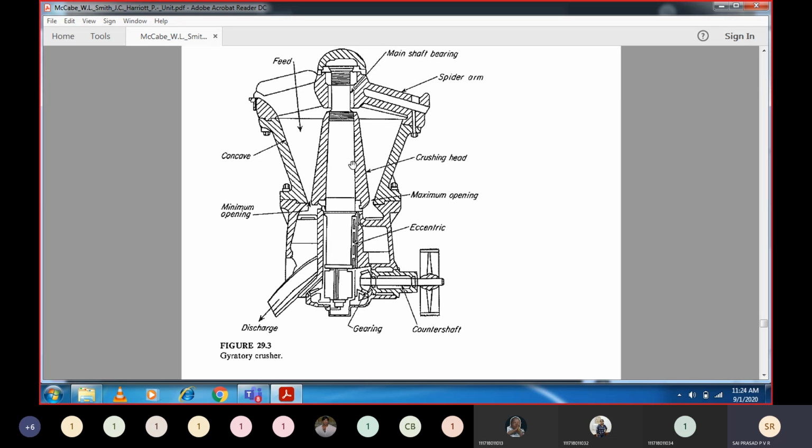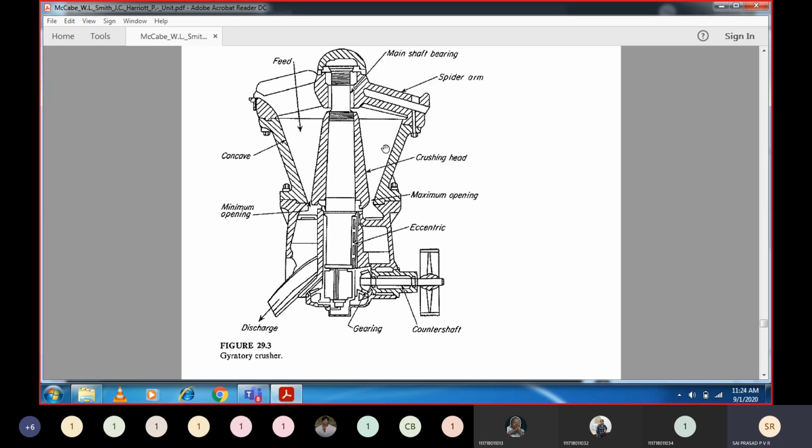Now when this is moving, how does it move? As in the previous case, because of the eccentric, this system will move like this. And this is a V shape. This is another V shape. So when the crushing head is moving this side, what will happen? Crushing will take place in this chamber. When the system is moving in this direction, the crushing head is moving like this, then the crushing will take place in this chamber.